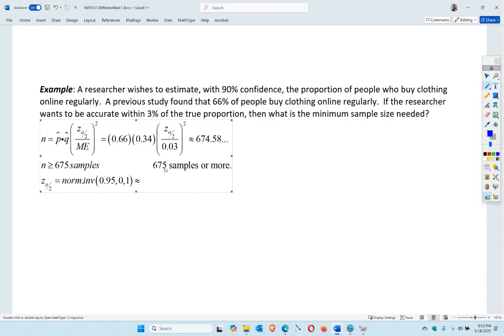You can't really have a partial sample. And be careful how they ask the questions too, because sometimes they ask the number of samples needed or what's the minimum number of samples needed. So depending on how they ask the question, it might actually be 675 or more. So just be careful of that. All right, that's the end of this.